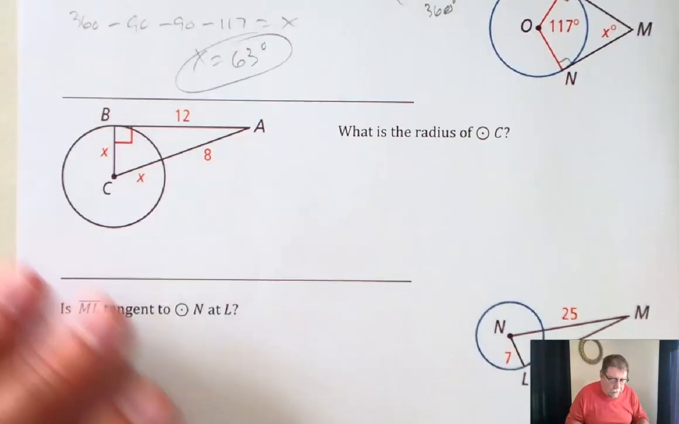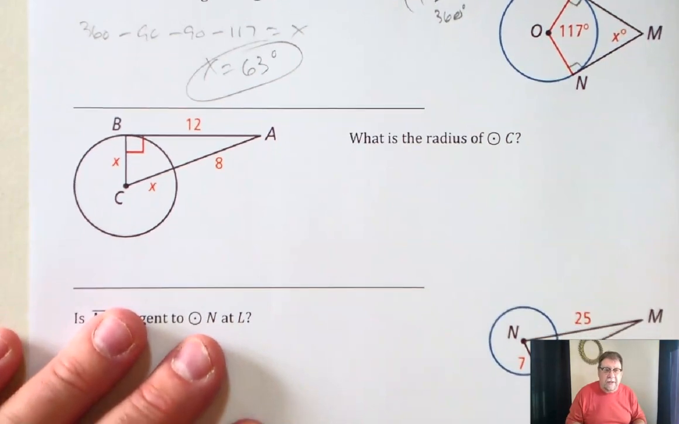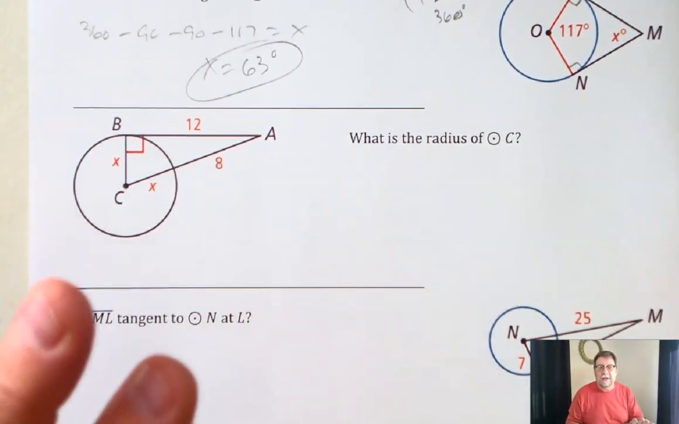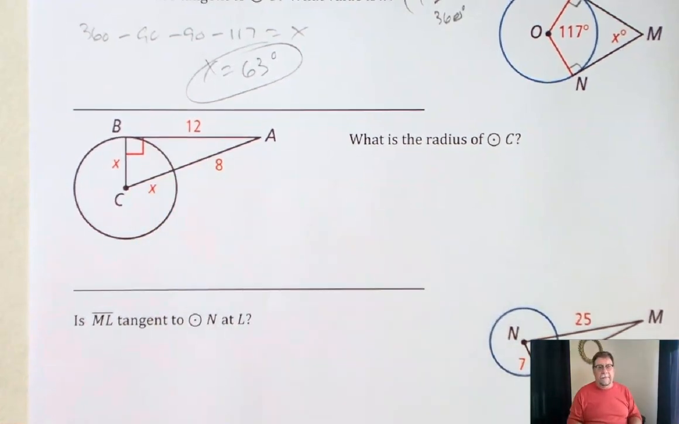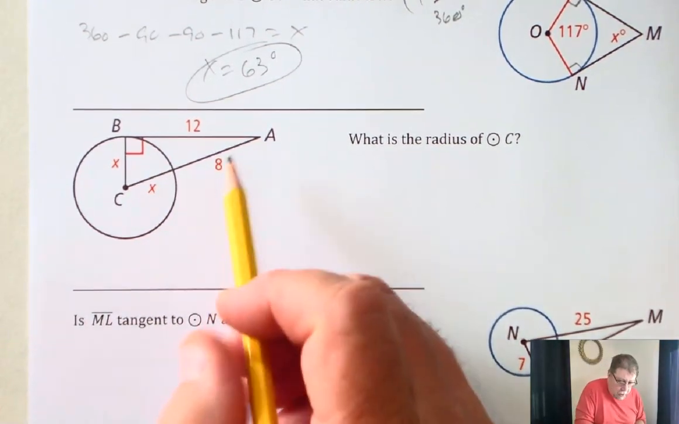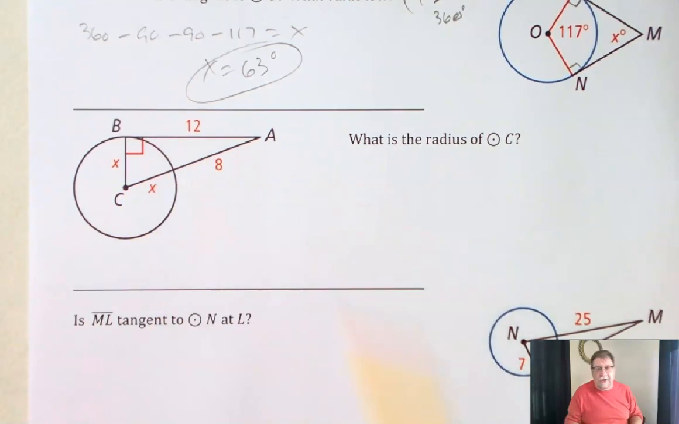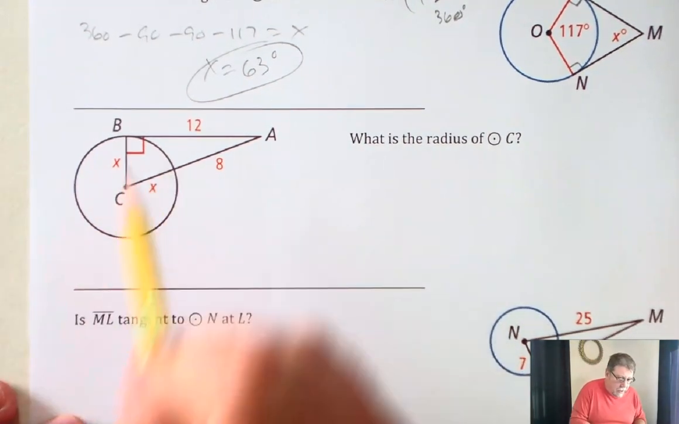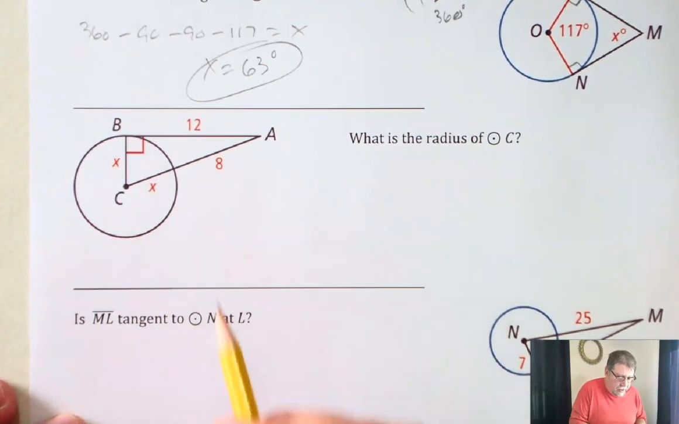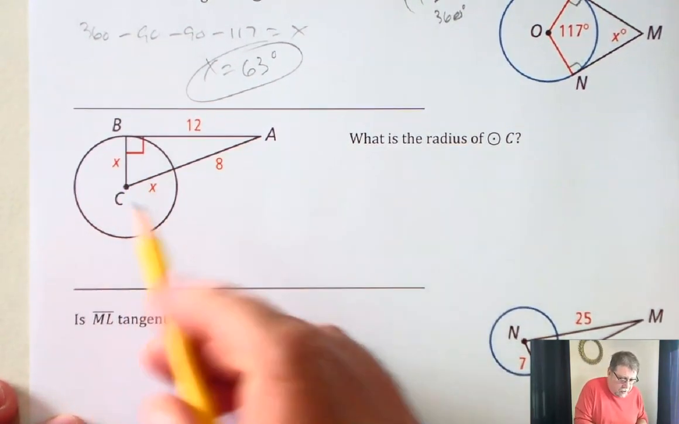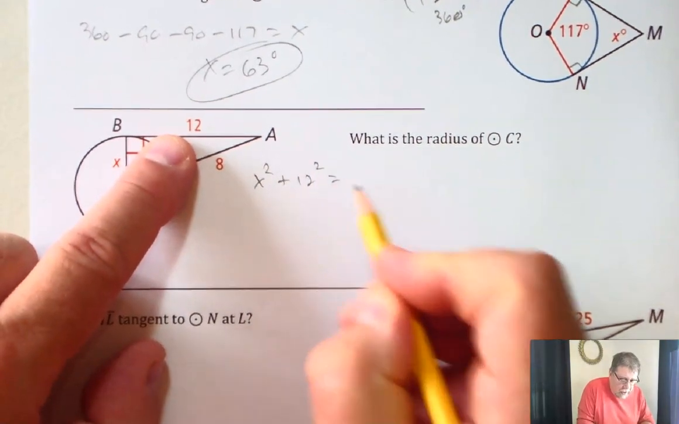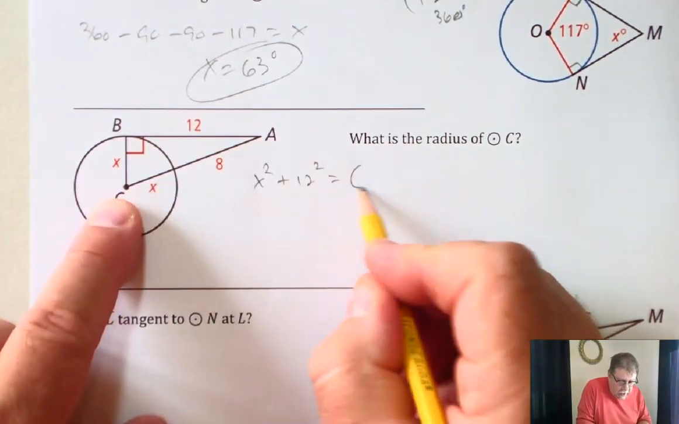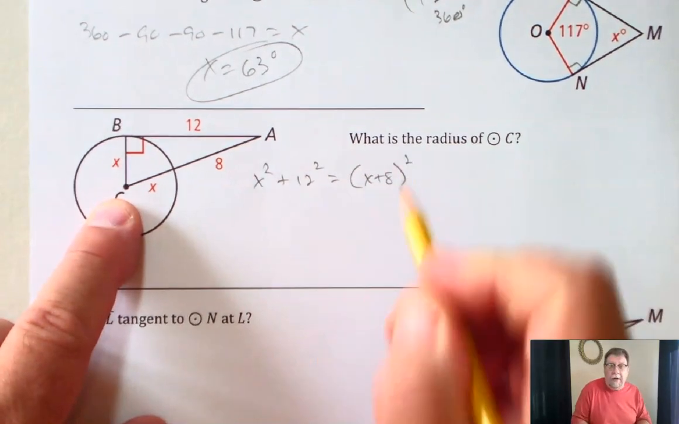In the next problem, it says, what is the radius of C? Same concept. We are probably going to need the Pythagorean theorem because I see a right triangle in here. And I know it's a right triangle because this is tangent. It doesn't really say that, but we could have just said it was tangent, and then you would have known that that's a right angle. So here's the idea. We're going to take the two legs: x squared plus 12 squared equals the total length here, x plus 8, quantity squared.